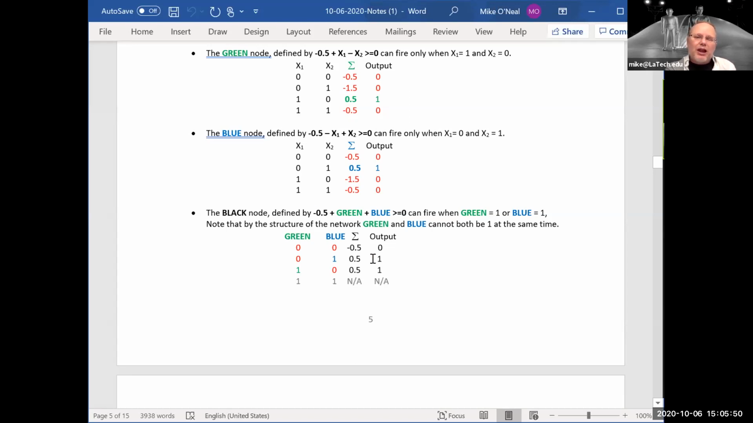There's no way that the black node, the black neuron, can get a 1 and a 1 on its inputs, because one of the inputs is Mr. Green and the other input is Mr. Blue. And when Mr. Green generates a 1, we know that Mr. Blue is off, generating a 0. And when Mr. Blue is generating a 1, we know that Mr. Green is off, generating a 0.